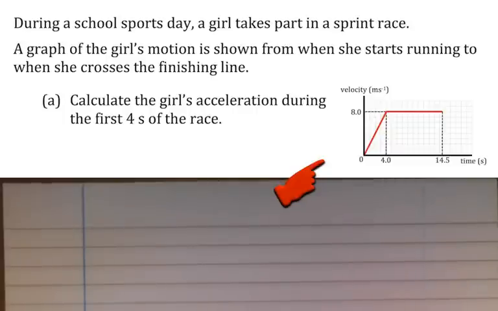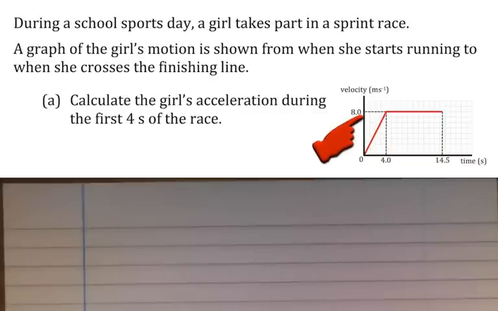Now, here is the graph, and on the y-axis is velocity in meters per second, on the x-axis time. You can see from 0 to 4 seconds on the x-axis, the velocity is going from 0 up to 8 meters per second. And then after that point, we have a constant velocity. So this is a straight line as well. Obviously the first part is not a constant velocity, it's an acceleration. You might actually be asked to describe the motion. So for the first 4 seconds, we have a constant acceleration. From 4 seconds to 14.5 seconds, we have a constant velocity.